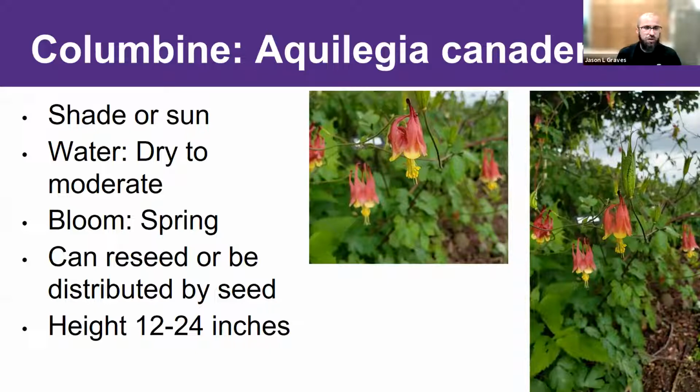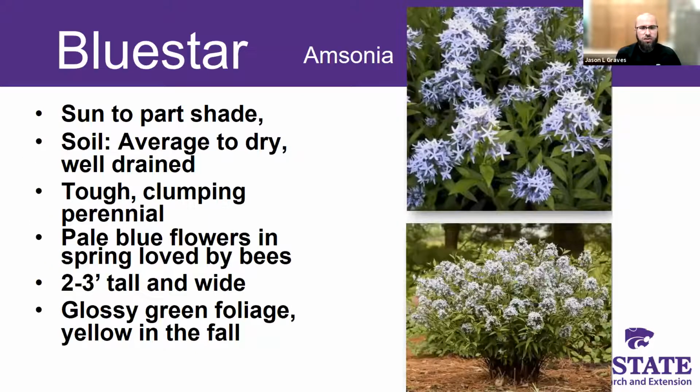So it's a fun one to highlight, and it's pretty easy to grow. Sometimes it can be a little bit short-lived, but it does reseed itself and it'll come back. Blue Star is one, this Amsonia, that you'll see on a lot of plant lists that is a good spring bloomer for bees as well. And so a lot of times it's one we highlight and ask people to consider, because it also has that color that bees like, kind of in that ultraviolet blue range.